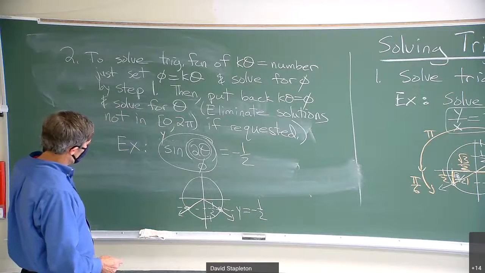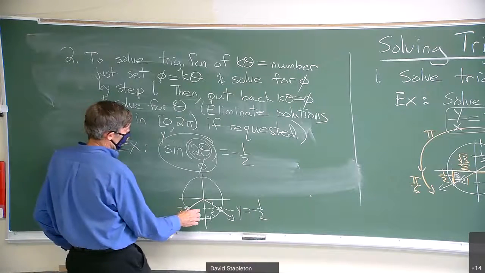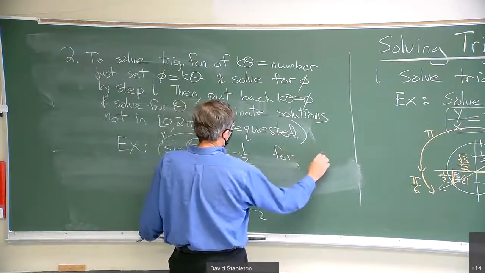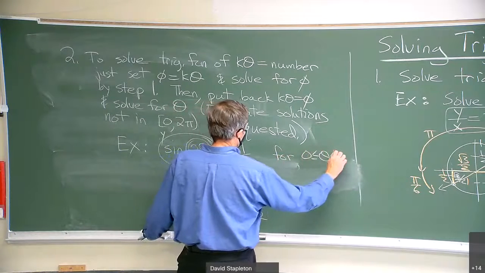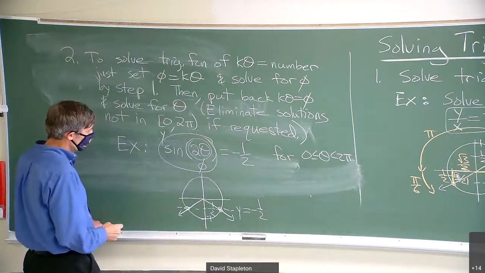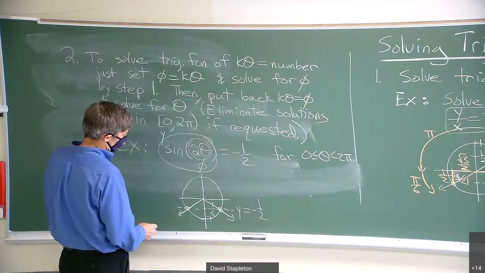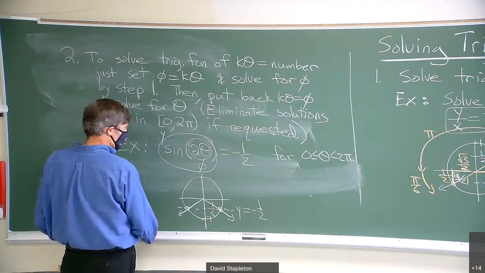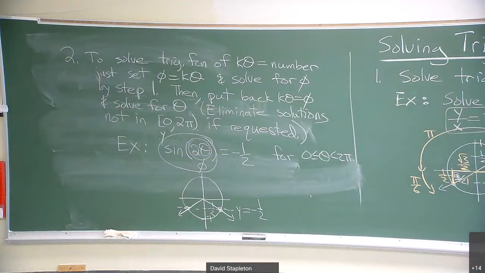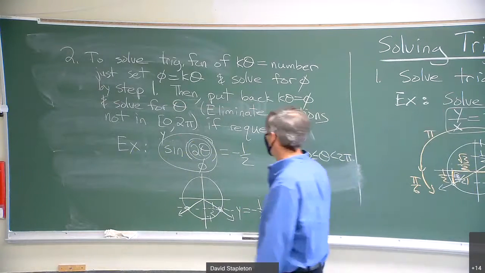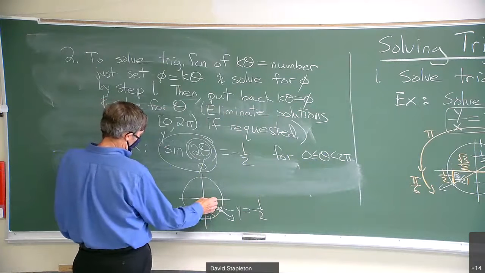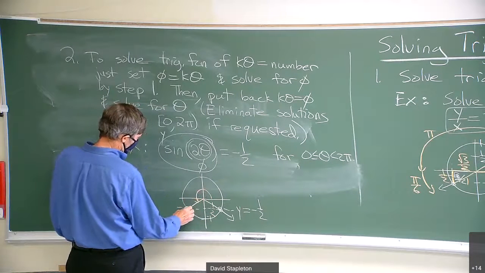What are the angles that go to those? Let's do this, solve this for the harder case. Theta between 0 and 2 pi, one rotation. If I want to solve it for theta between 0 and 2 pi, I first solve it for phi between 0 and 2 pi. And say there's an angle here. And what angle is it?